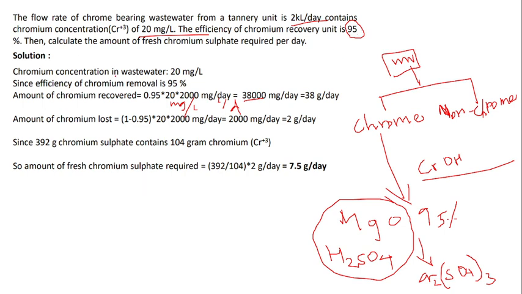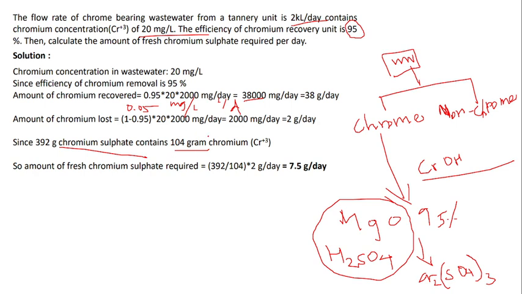So the chromium loss is calculated now, which is nothing but 0.05 into 20 into 2000. That is nothing but 2 grams per day. So 2 grams of chromium are lost. The molecular weight of the chromium sulfate, Cr2(SO4)3, is 392 grams. In the 392 grams, 104 grams of chromium are there, since 2 Cr are there, so the total weight is 104 grams.